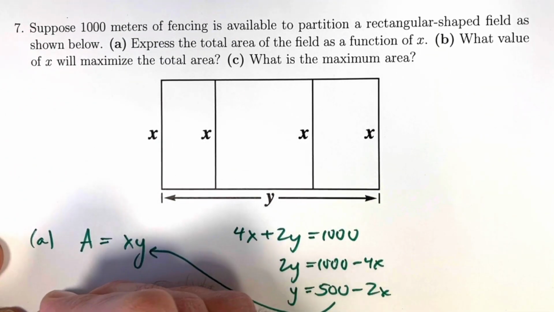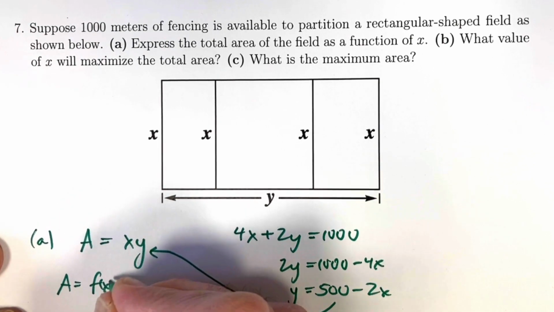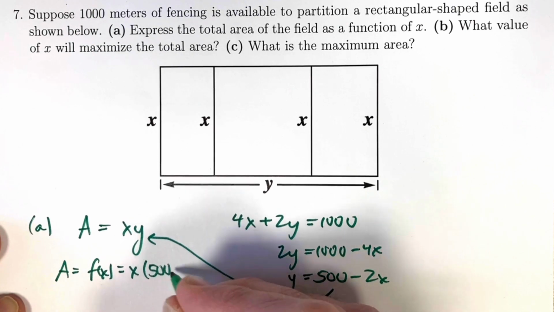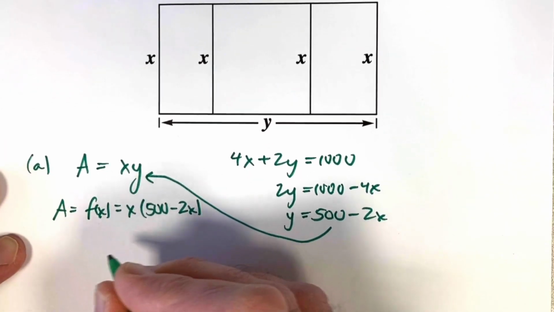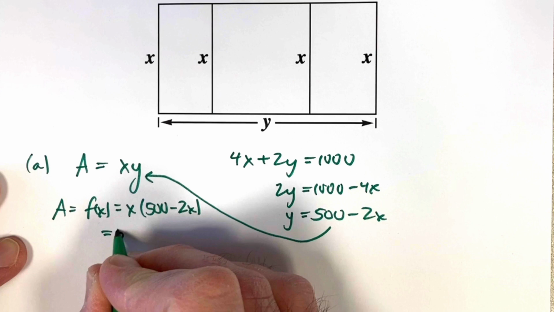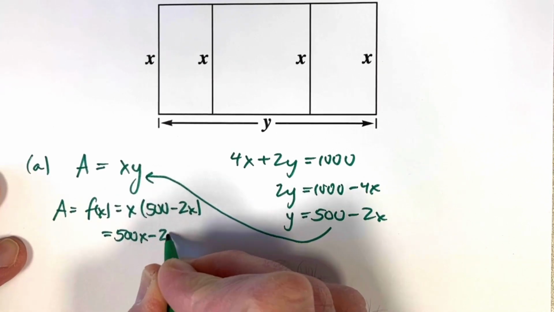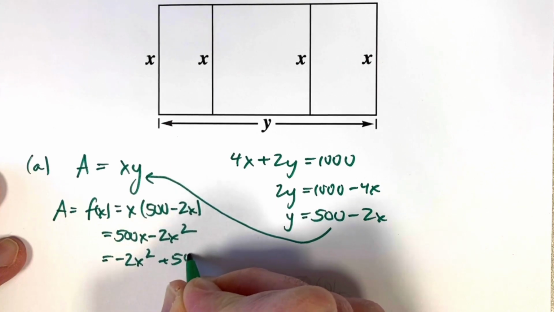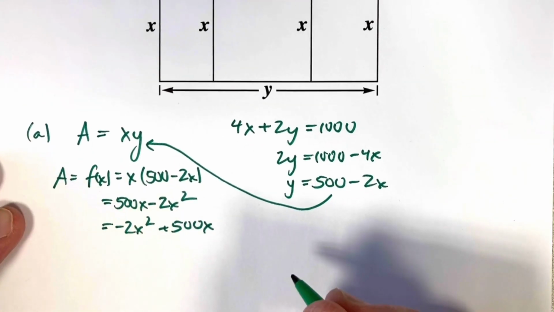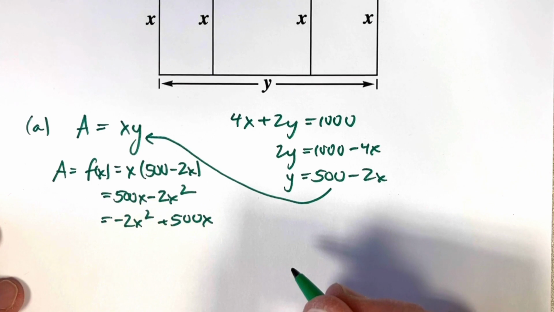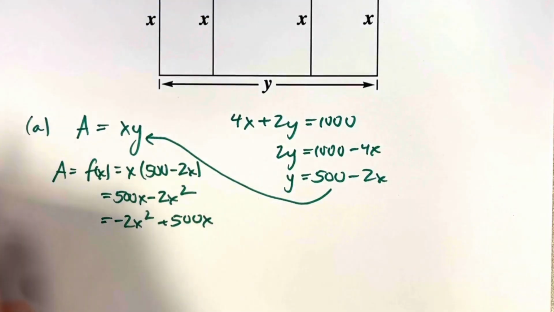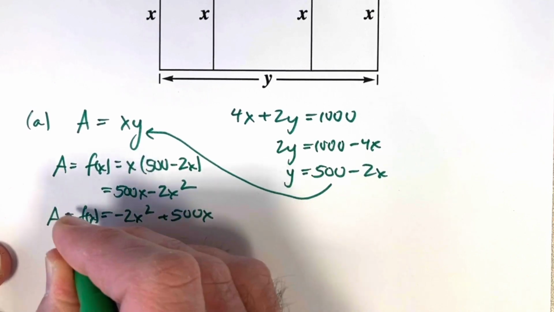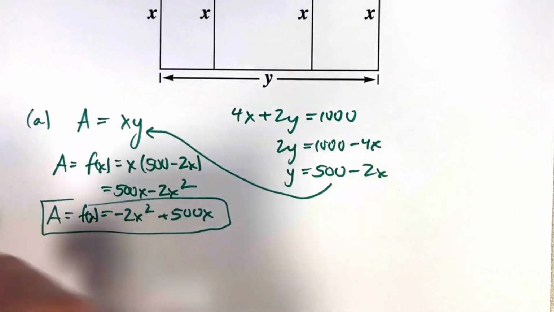Substitute. You could write a equals f of x equals x times the entire expression 500 minus 2x. You can simplify that to 500x minus 2x squared, or if you prefer, minus 2x squared plus 500x. It's a quadratic with a 0 constant term. Well, this is the formula. That's part A. Okay, we express the total area as a function of x.